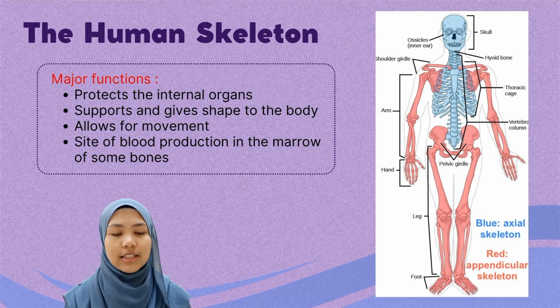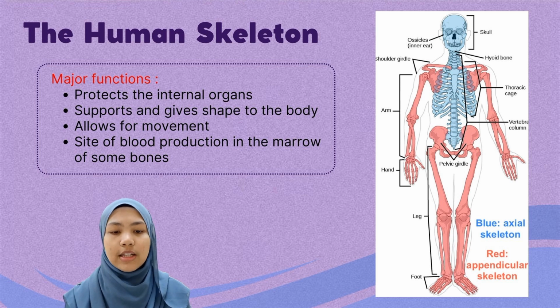The axial skeleton consists of the skull, which protects the brain and supports facial structure. The vertebral column, which is the spine, surrounds and protects the spinal cord and supports the head, while the thoracic, which is rib cage, surrounds and protects the organs within the chest, including heart and lungs.